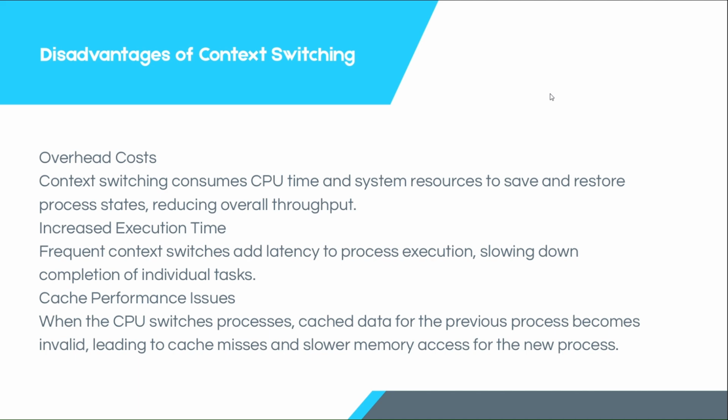Users may experience slower application performance. Therefore, operating systems try to balance context switching carefully. They perform enough context switches to support multitasking, but they avoid unnecessary switching that wastes CPU time. So, although context switching introduces some overhead, its advantages greatly outweigh its disadvantages. It remains one of the most essential mechanisms that make modern operating systems multitasking.